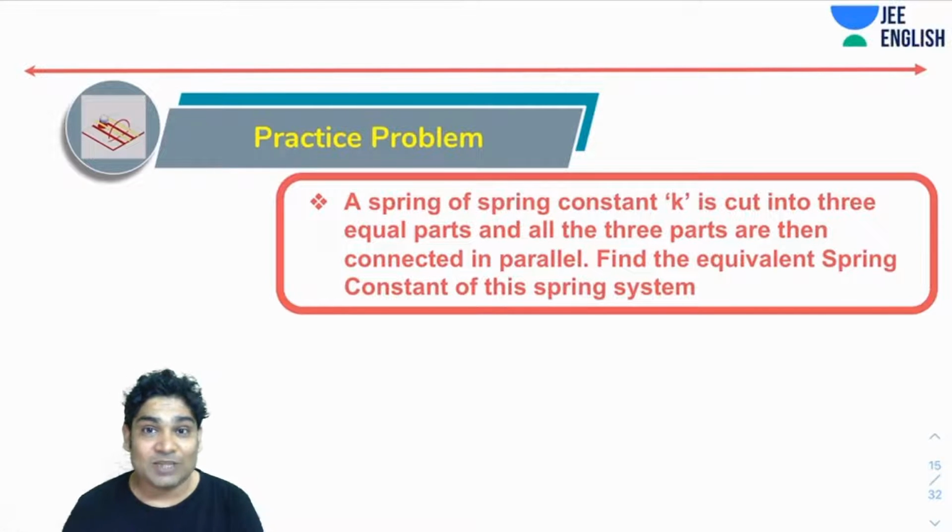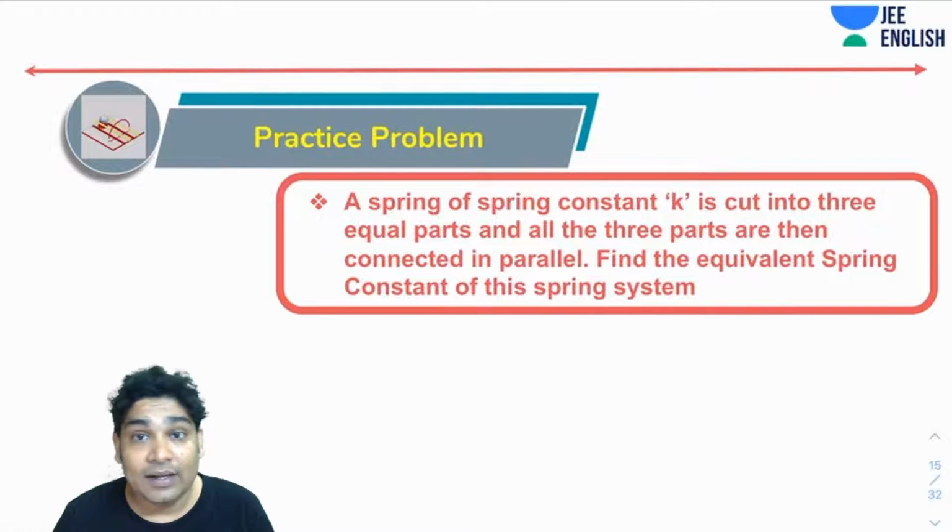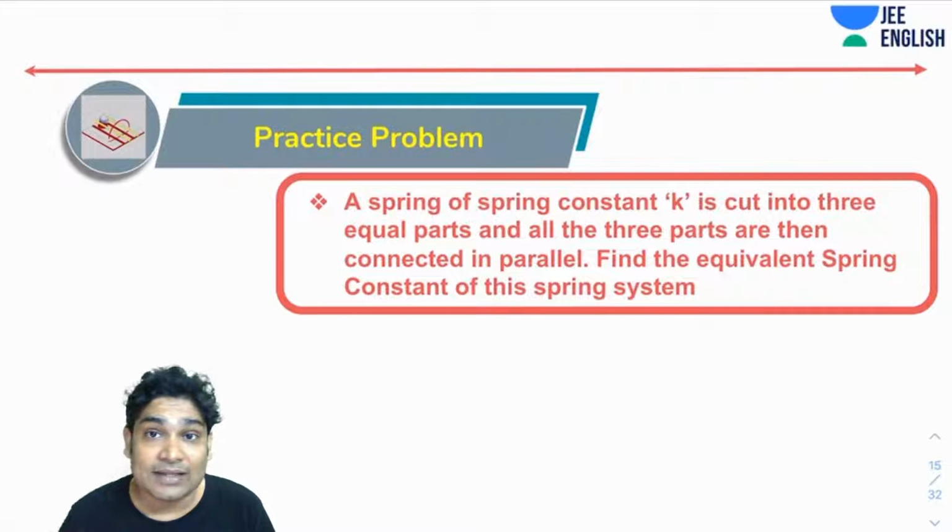So why don't you try this problem, guys? You have been told there is one spring which has a spring constant of K. Now it is cut into 3 equal parts, and all 3 parts are then connected in parallel.